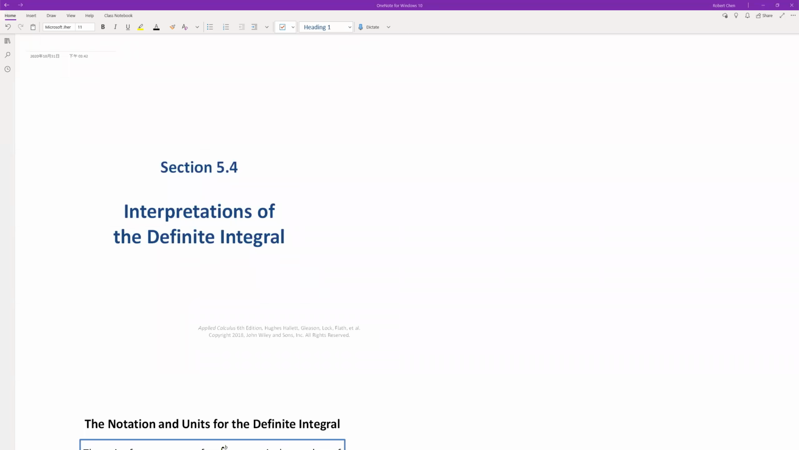Greetings, ladies and gentlemen. Today we're looking at 5.4. We are going to look at different ways to interpret the definite integral. So let's get started.